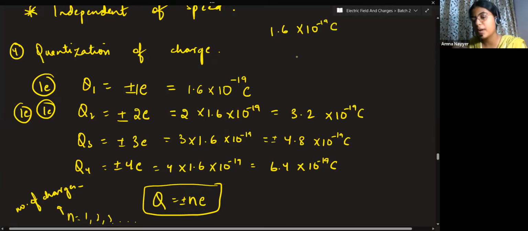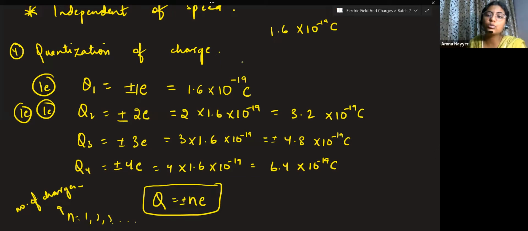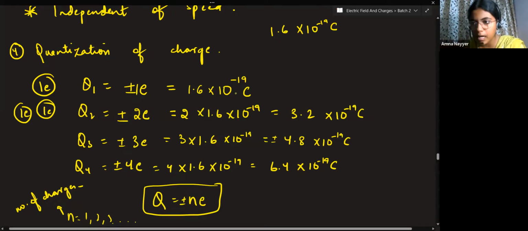1.6 into 10 to the power minus 19 coulomb. This is the minimum charge possible on a single electron. So if you have 1 electron, this is the minimum charge possible. If you have 2 electrons, double it, it will be 3.2 into 10 to the power minus 19. If you have 3 electrons, triple it, it will be 4.8 into 10 to the power minus 19. So only these values are possible, means integral values of 1.6 into 10 to the power minus 19.